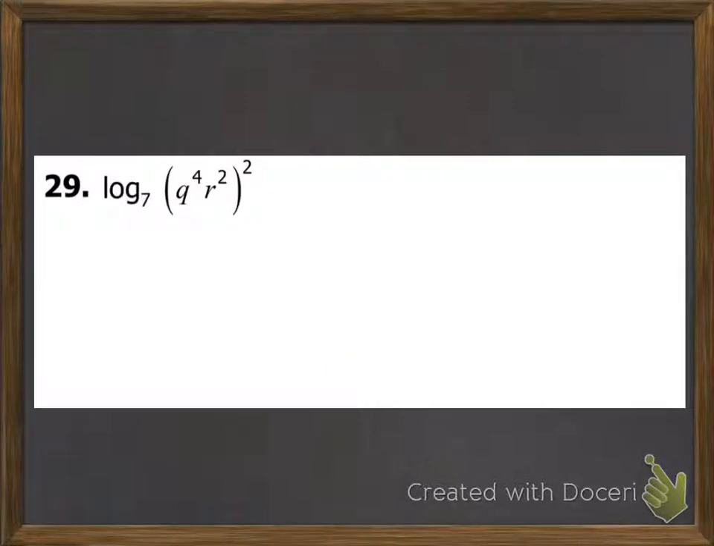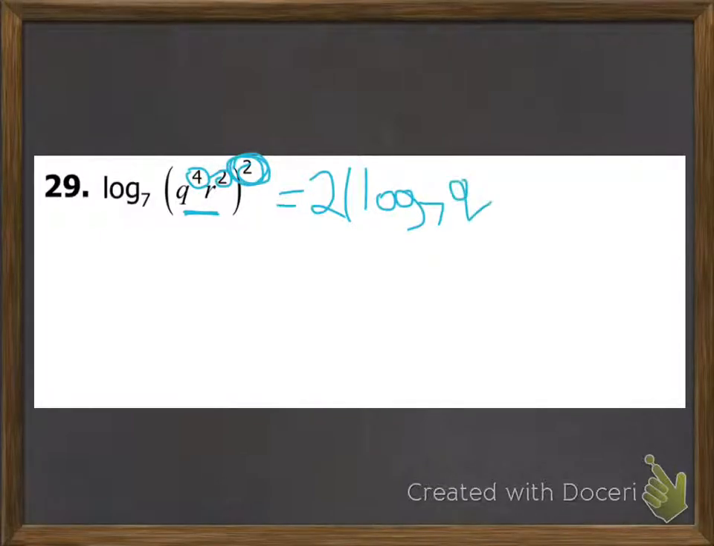Let's look here at number 29. We got a few things going on here. Because inside of our parentheses, these are being multiplied. We also got some exponents right here. And there's also an exponent outside the parentheses. So we actually need to take care of that first. So first, we're going to have 2 times the log base 7 of q to the fourth r squared. Okay? Took care of that first exponent.